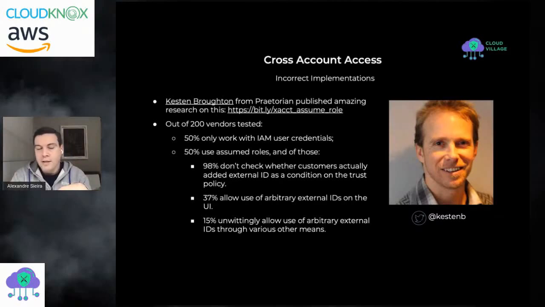Another 15% unwittingly allowed it to happen this way because of failures. There was a way to bypass the UI and go straight to the API and do this, or some other vulnerability allowed Kasten to do it. So over half of the vendors, 52% of the vendors that used assumed roles had a way for the customer, or the attacker in this case, to just pick whatever external ID they wanted and essentially force the confused deputy problems to happen. So that's a bit depressing. That's amazing research. Check out his talk on Forward CloudSec, where he delves into this in more detail.